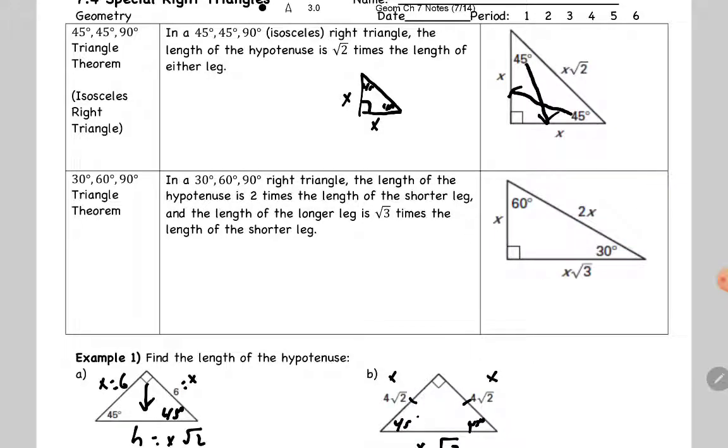So for example, so this is a right angle, this is 30. And let's, oh wait.